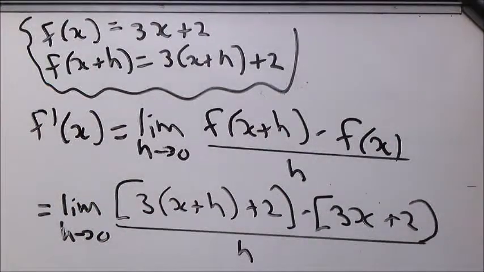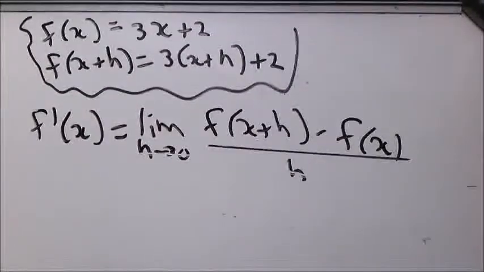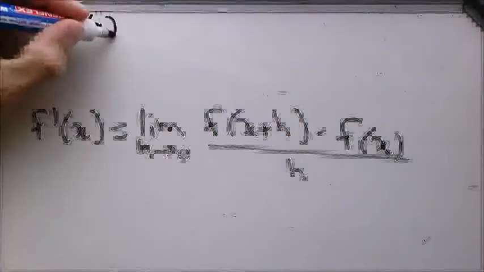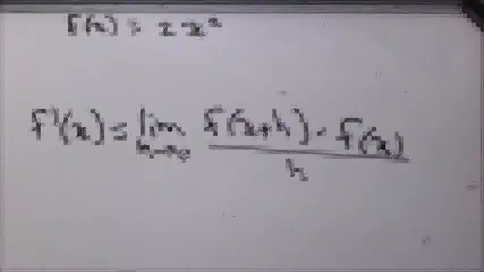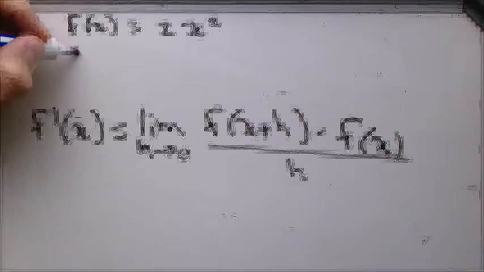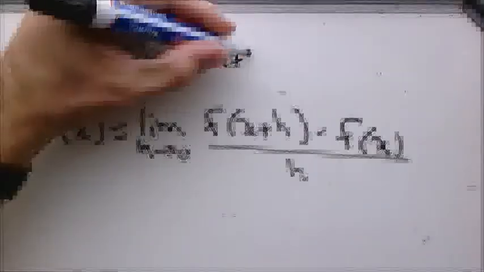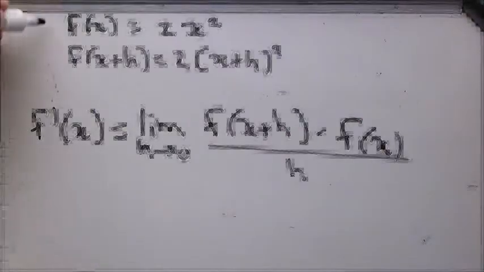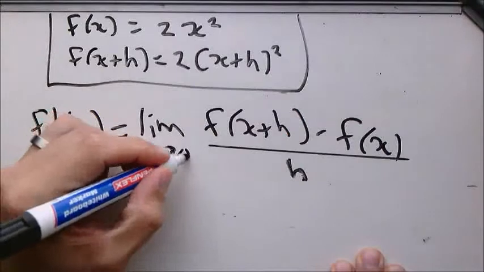Now we are going to do a quadratic function. So let's say f(x) is equal to 2x squared. I'm starting easy and we're going to build it up, okay? So 2x squared, then f(x + h) is 2 times (x + h) squared. And now from first principles, let's do this.